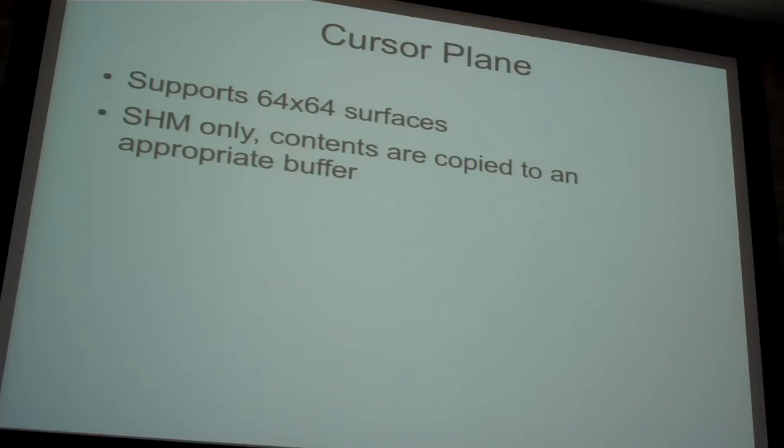So the other plane we have on the DRM backend is the cursor plane. And I said it was a special overlay because you have very tight restrictions. You can only support certain sizes of cursors. Right now that's 64 by 64 for us, but I don't know if there's hardware that supports bigger cursors, but who needs a bigger arrow?